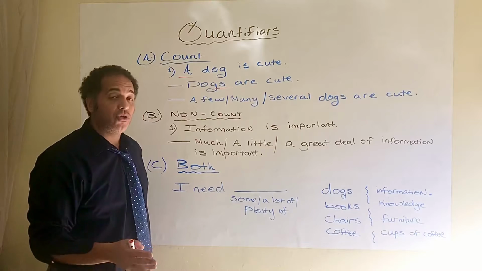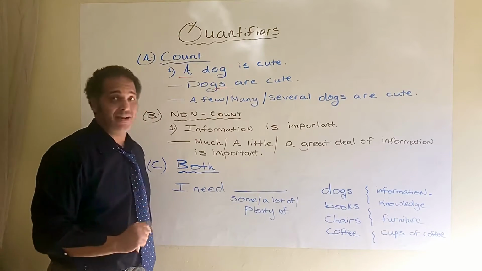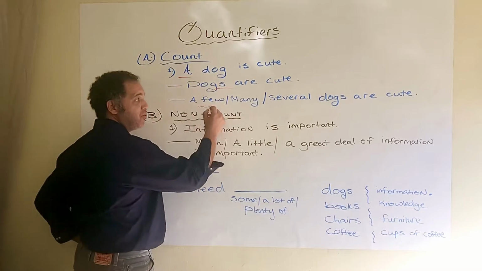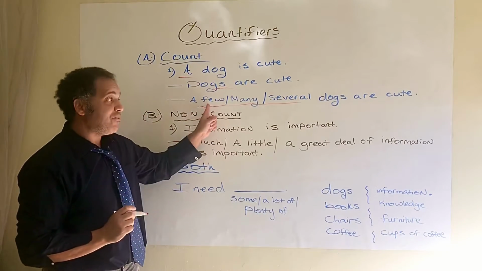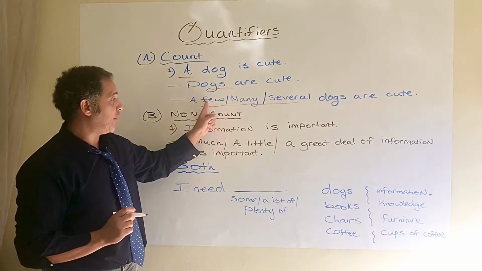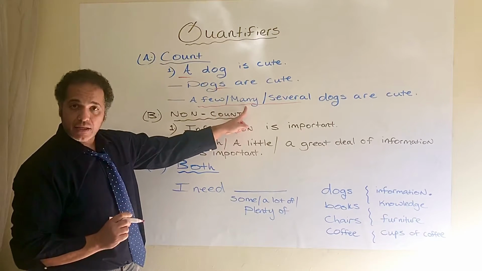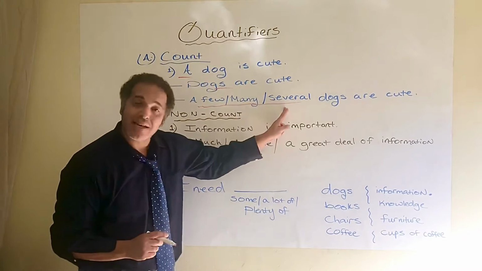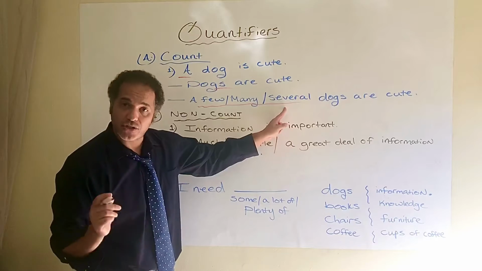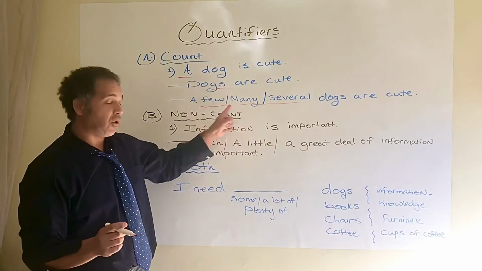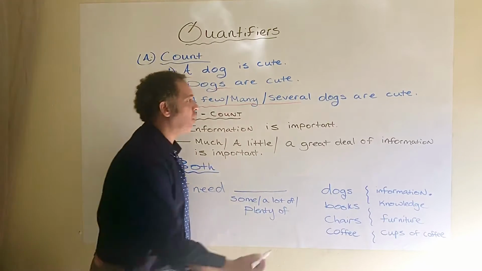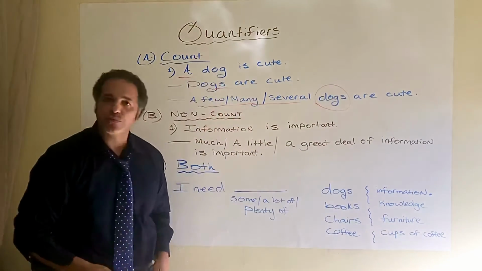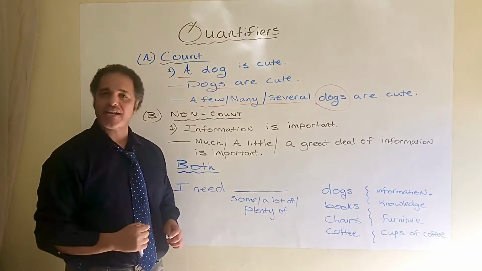Now, you can even give another kind of an answer, and you can use quantifiers. A few dogs are cute. Many dogs are cute. Several dogs are cute. Now, these are not the only ones, but these are common quantifiers that we use for countable nouns, a noun which I can count.